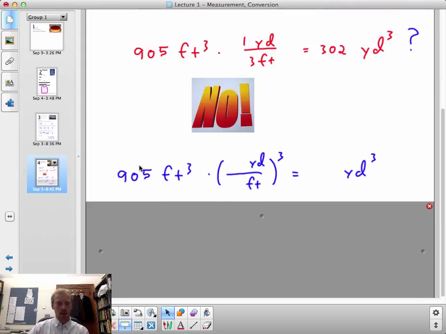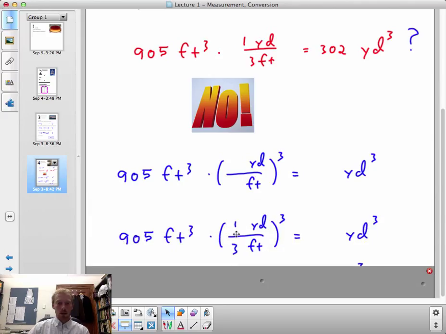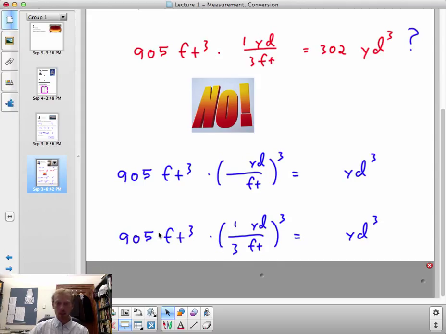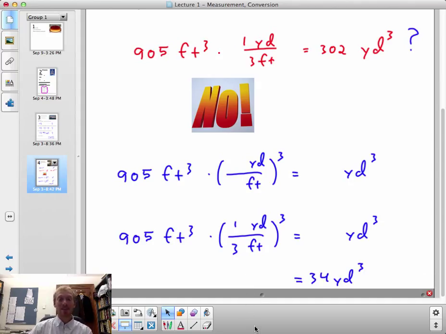Well, 905 feet cubed times, what am I going to need? Let's do the units first. I'm going to need cubic feet in the denominator. And I'm going to do it this way. I'm going to say some number of yards divided by some number of feet, quantity cubed, is some number of cubic yards. And so that's going to work. That's going to have me have feet cubed in the numerator, feet cubed in the denominator. 1 yard divided by 3 feet, quantity cubed, is what I need. So actually, I'm going to end up dividing the 905 by 27. So 905 cubic feet is 34 cubic yards.